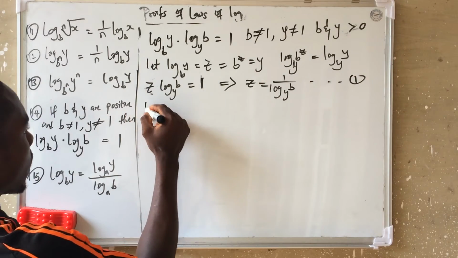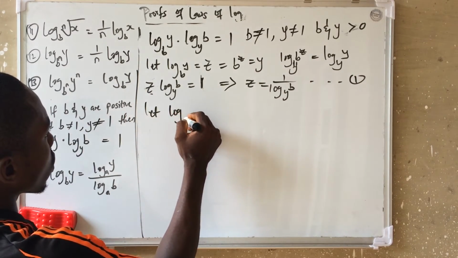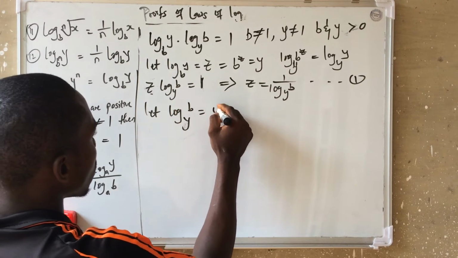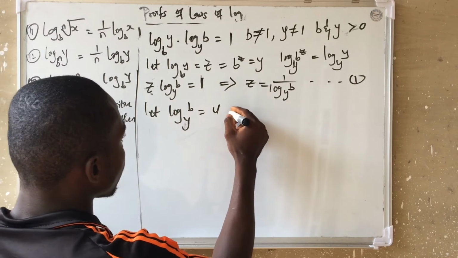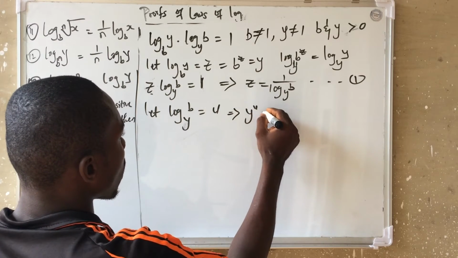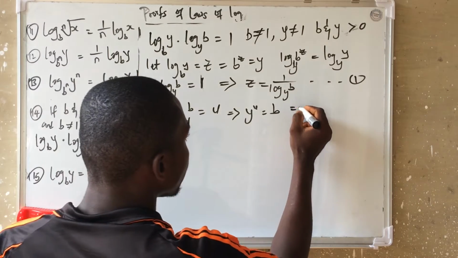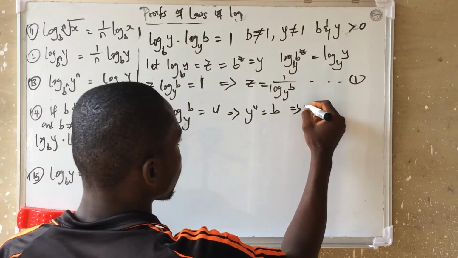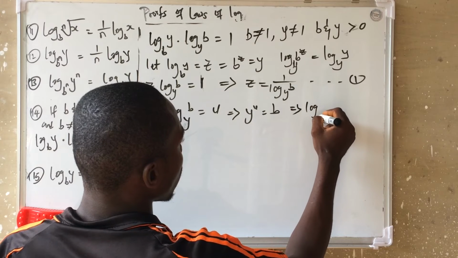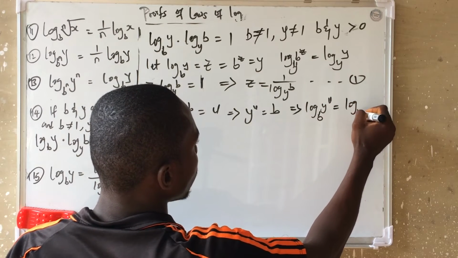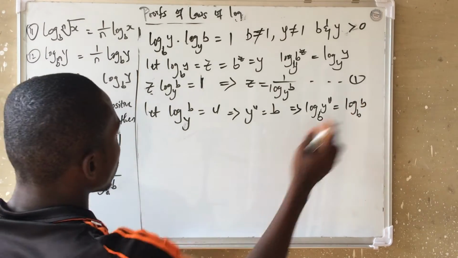Now the next one is: let log to the y of b be equal to u. This will give me that y raised to the power u is equal to b. Now, I'm saying log to the b of y^u is equal to log to the b of b. Of course, this is going to give me 1.